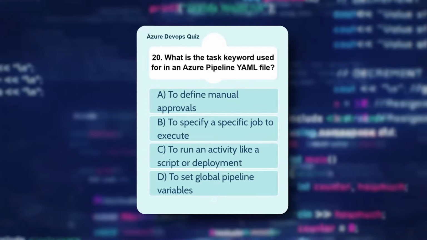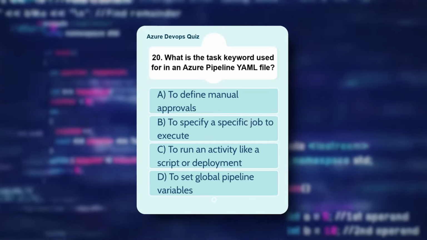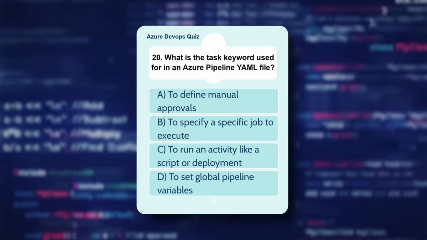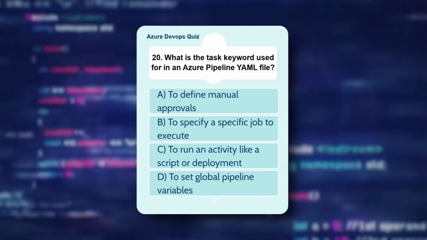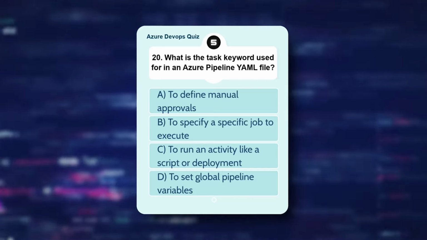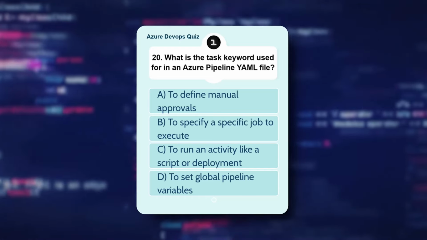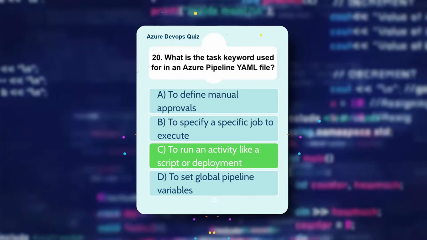20. What is the task keyword used for in an Azure Pipeline YAML file? A. To define manual approvals. B. To specify a specific job to execute. C. To run an activity like a script or deployment. D. To set global pipeline variables. Answer. C. To run an activity like a script or deployment.